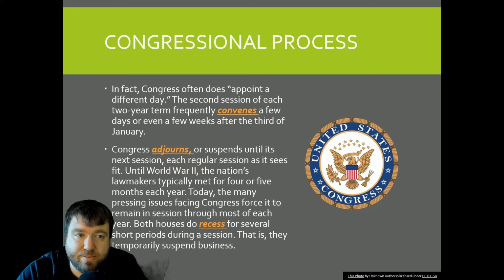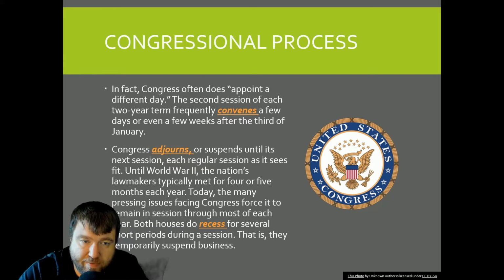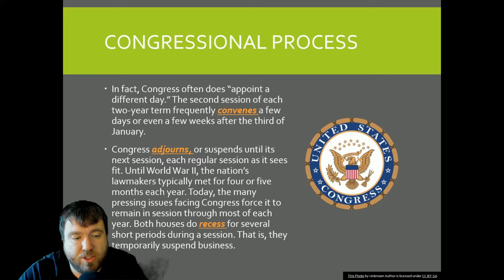Congressional process. In fact, Congress often does appoint a different day. The second session of each 2-year term frequently convenes a few days or even a few weeks after the 3rd of January. Congress adjourns or suspends until its next session each regular session as it sees fit. Until World War II, the nation's lawmakers typically met for 4 or 5 months each year. Today, the many pressing issues facing Congress force it to remain in session through most of each year.